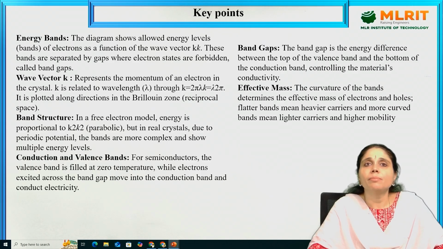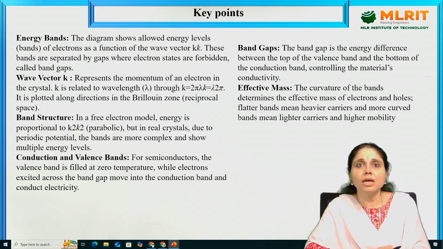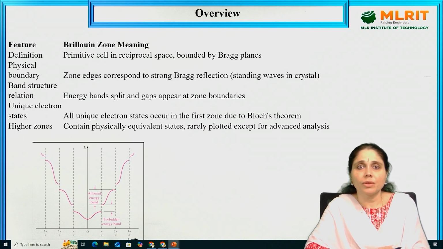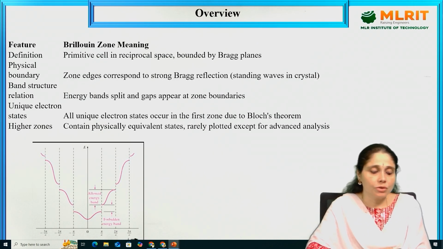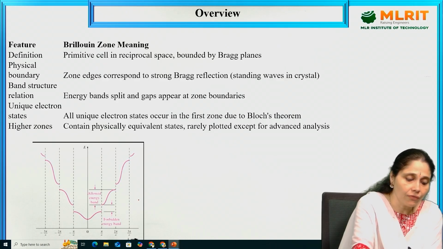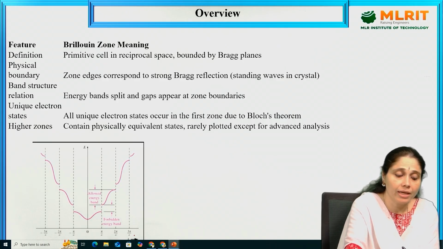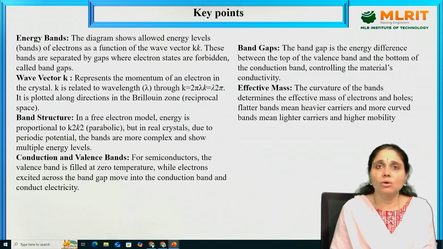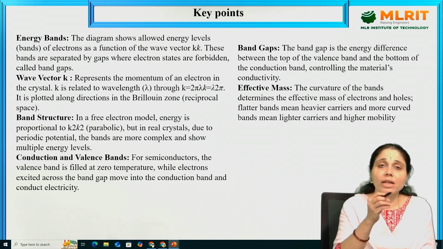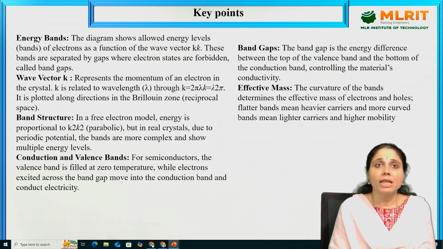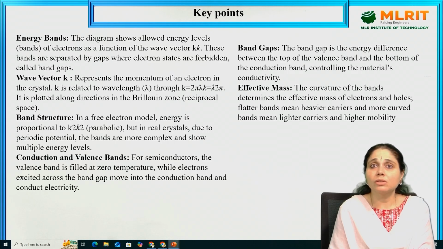Energy bands. The diagram shows allowed energy levels or bands of electrons as a function of wave vector k. The EK diagram means the energy versus wave vector diagram, and it shows the allowed energy levels as a function of wave vector k. These bands are separated by gaps where electron states are forbidden, called band gaps.